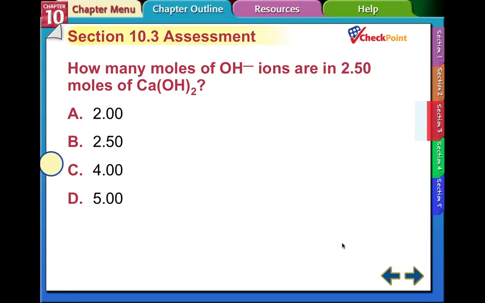Practice, practice, practice. How many moles of OH minus ions are in 2.50 moles of Ca(OH)2? Answer is 5.0. Remember, this is what you're given, this is going to go on the left-hand side. You're going to use your conversion factor and find your answer.